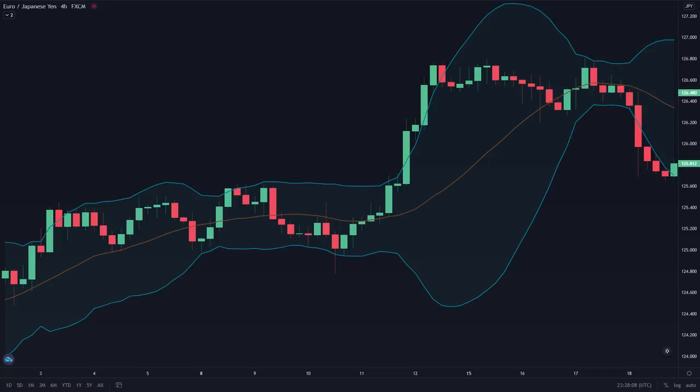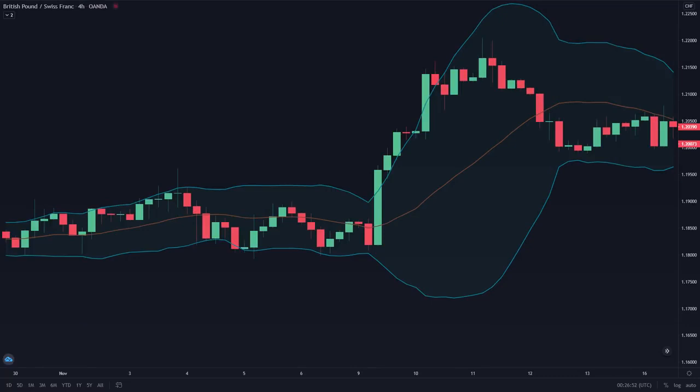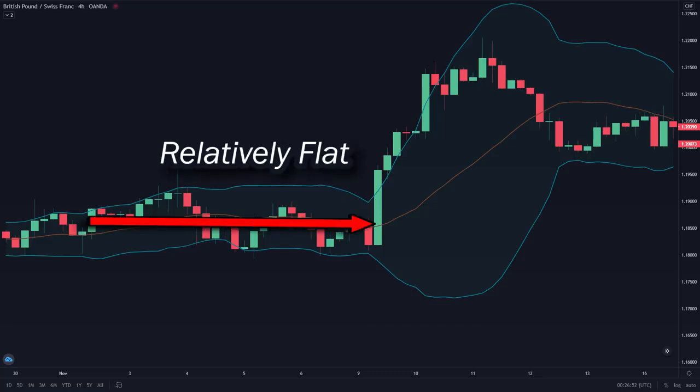So now, it's our job to find these low volatility markets and predict when a breakout might happen and which direction it will be. This is how you do it. First, you need to find a market that is in a range. You can identify this by looking at the middle SMA line. The line needs to be relatively flat like this. However, it doesn't have to be perfectly flat.